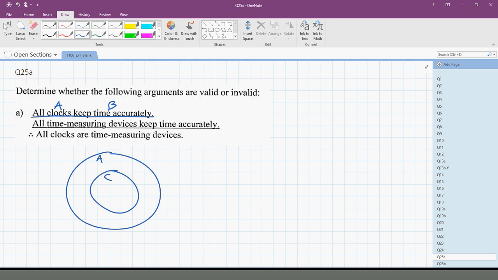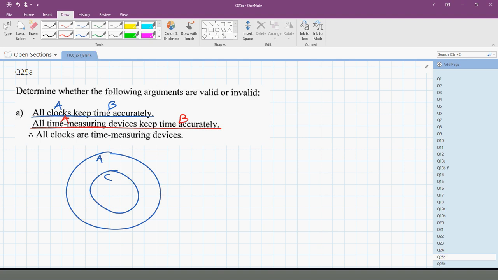So, from here, what we're going to do is we're going to take the second sentence, and we're going to infuse it into the first picture. So the second sentence says, all time measuring devices keep accurate time. So time measuring devices is my new A. Accurate devices is my B.